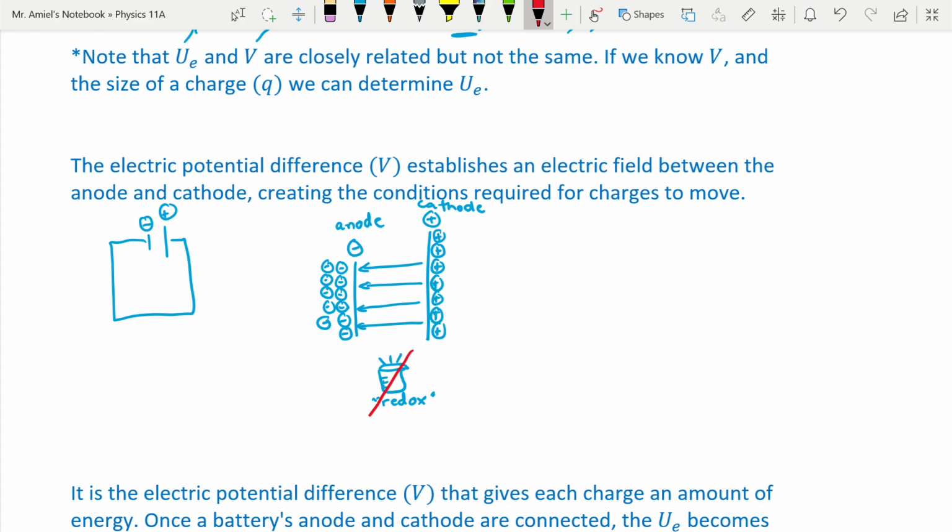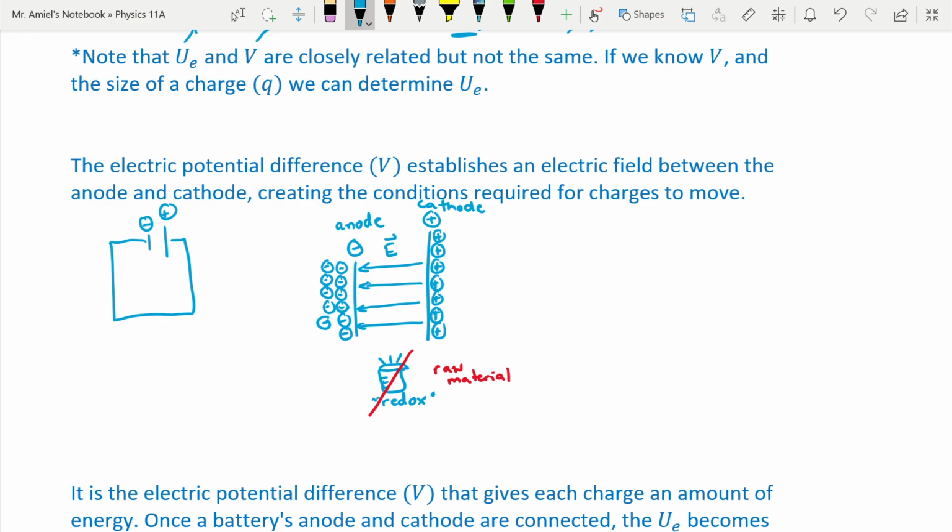Now, there is still enough raw material for this reaction to continue to occur, but this electric field is preventing that reaction from happening anymore. This is really important because this is talking about how a battery actually works, because batteries maintain voltage. And we say, well, how does a battery maintain voltage?